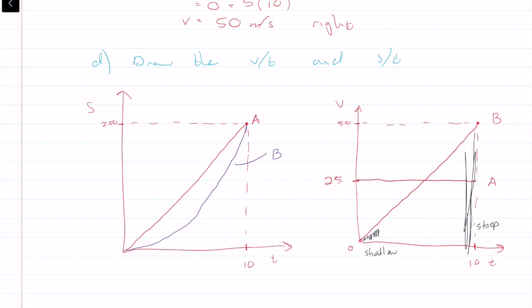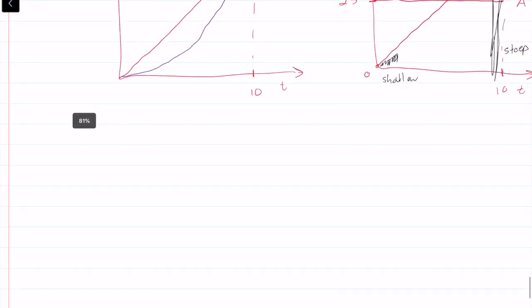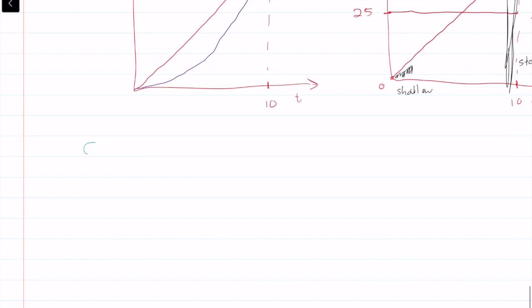Okay, then the next question. This is going to be example 4. Example 4 has to do with stopping distance and reaction times. So what we have is the following scenario. We have two cars, car A and B once again.